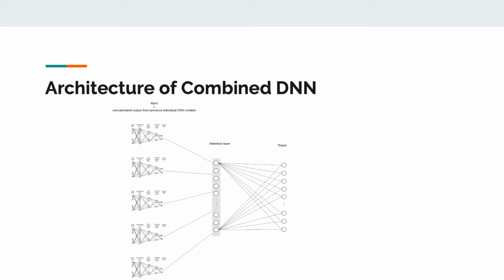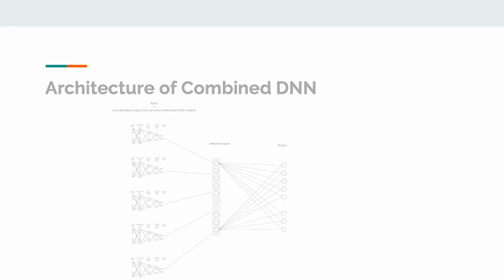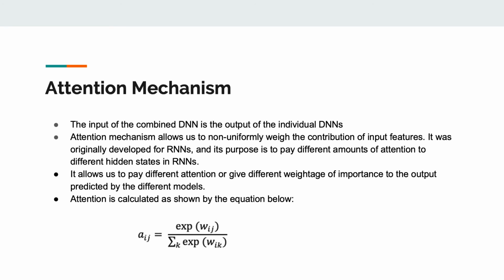Here we have the architecture of the combined DNN models that use all omics. The input of the combined DNN is the output of the individual DNNs. The attention mechanism allows us to non-uniformly weigh the contribution of the input features. It was originally developed for RNNs, and its purpose is to pay different amounts of attention to different hidden states in RNN. And in this case, it allows us to give different weightage of importance to the output predicted by different models. And the attention is calculated as shown below.